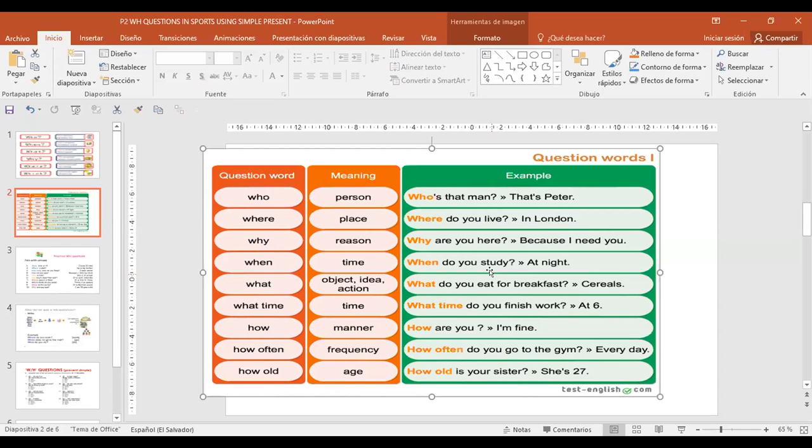How? When we ask how, we are asking about manner. How are you? I'm fine. How often? That's a frequency. When we ask how often, we are talking about a frequency. So how often do you go to the gym? Every day. I go to the gym every day. How old? When we ask the question how old, we are asking about age. How old is your sister?